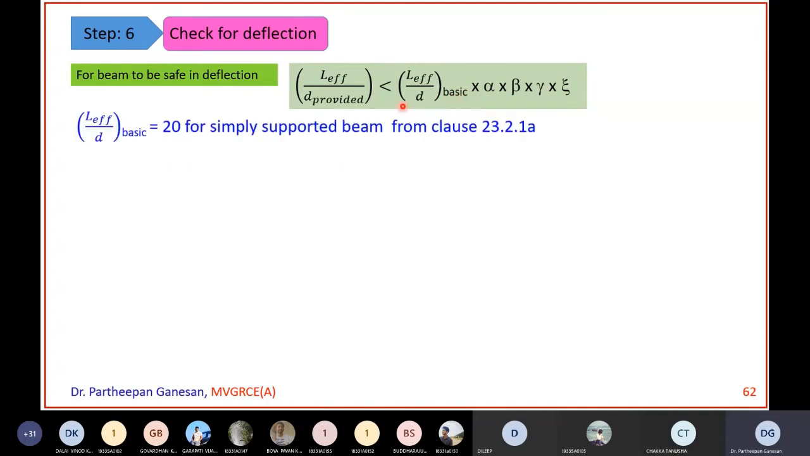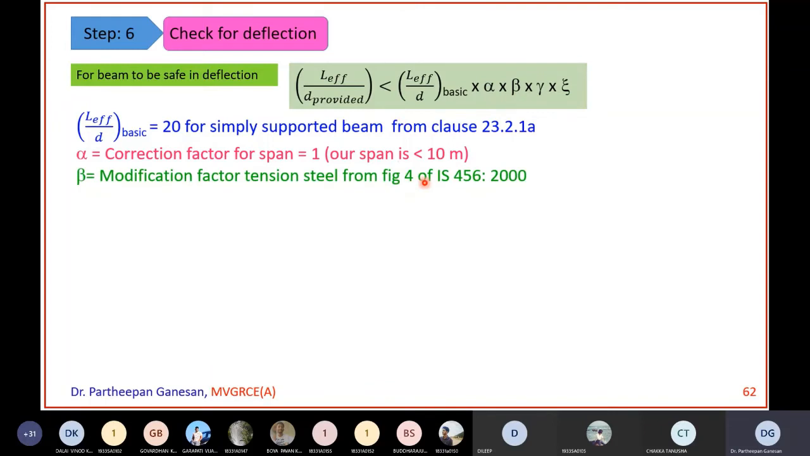Now, what is this L effective by D for a simply supported beam? Basic value is 20. Alpha is the span factor, applicable if the span is more than 10 meter, but our span is only 5.3 meter, so it is only 1. Beta depends upon the amount of tensile reinforcement provided and the grade of steel, so we have to find that out from figure 4.